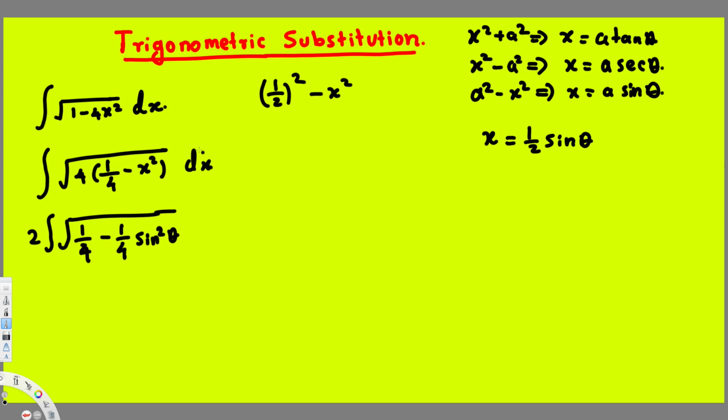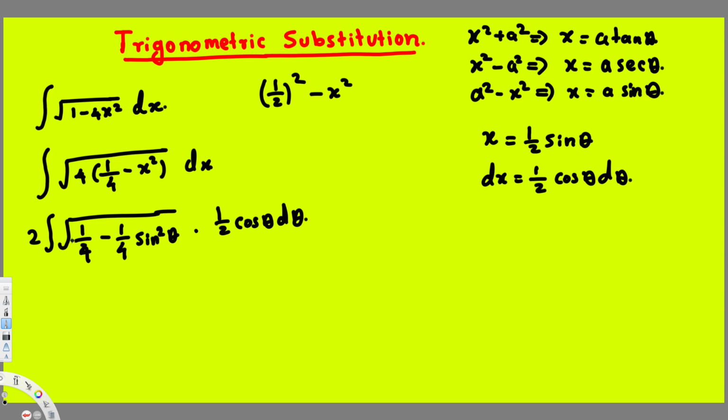right? Now we have to replace this dx in terms of theta. So we have to find the derivative. If you find the derivative of this one, this is going to give us half cos theta d theta, right? So this is going to be the derivative. Now we can replace this dx with half cos theta d theta. Now let's see what we can do now.